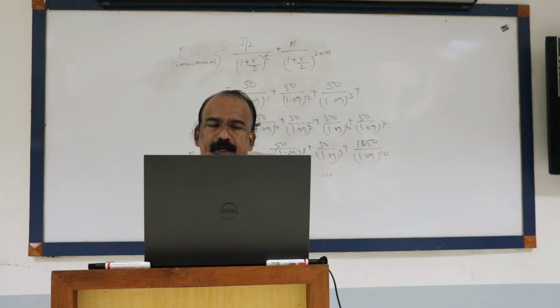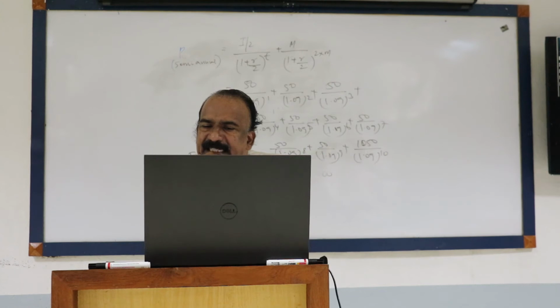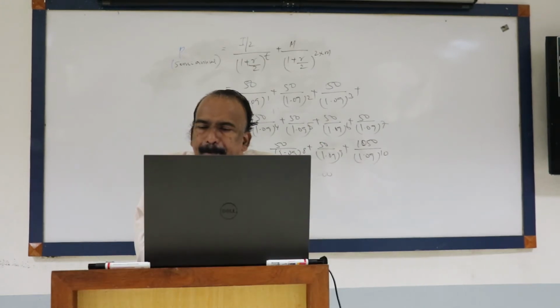There are two bonds, bond A and bond B. Bond A is 11% coupon rate, 8 years maturity. The price is 80, which is less than the par value. So will the yield be less or higher? Will the yield be higher than 11% or less than 11%? Higher, sir. Yes, correct. Higher, because the price is less.